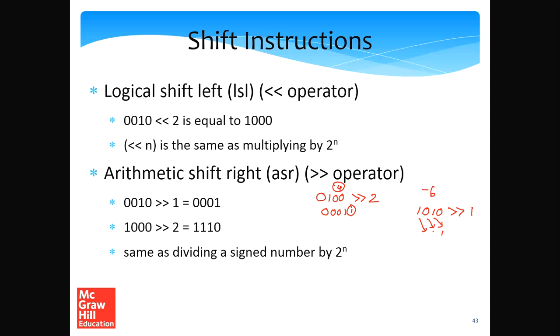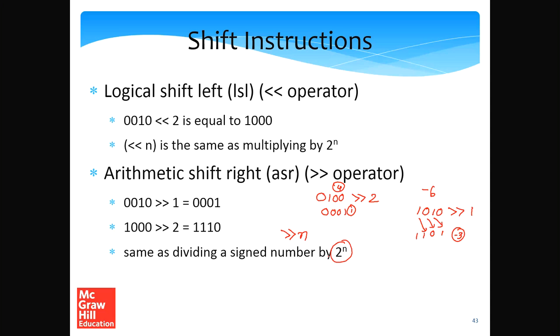Let's write 1 0 1 and we replicate the sign bit. So this number is 8 plus 4, 12, plus 1, 13. So in 2's complement, this is 13 minus 16, or this number is -3. So we clearly see that right shifting a number by n positions, whether it is a positive number or a 2's complement negative number, is the same as dividing a signed number by 2 to the power n.